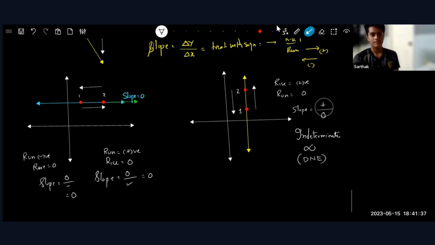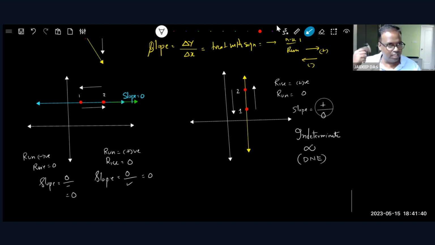How do we calculate slope? Slope is rise over run. Any conventions to remember? If you go upwards, rise is positive. If you go downwards, rise is negative. If you go leftwards, run is negative. If you go rightwards, run is positive. That's all. And both the analogies have to give you a right figure.